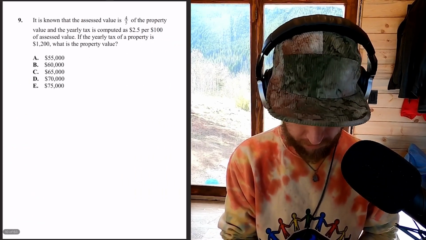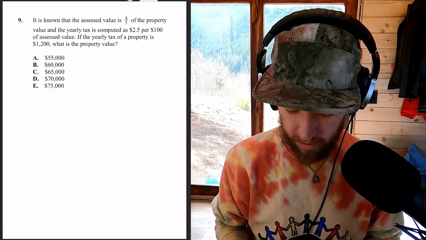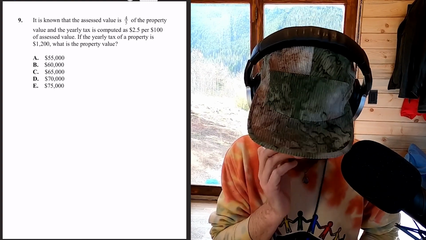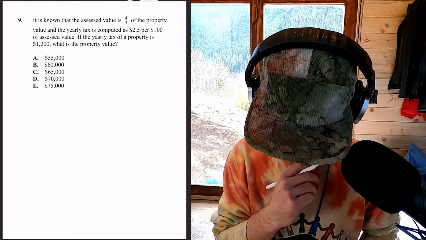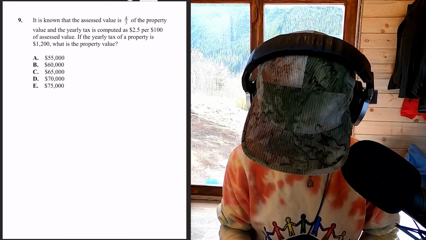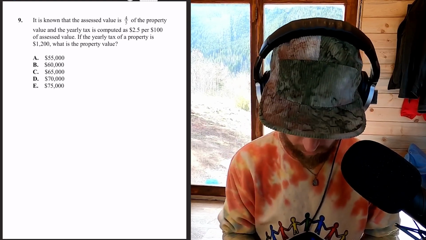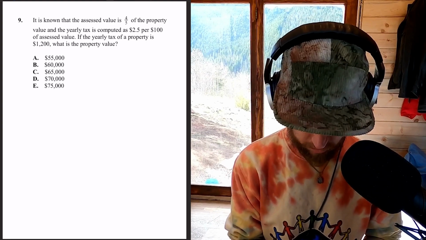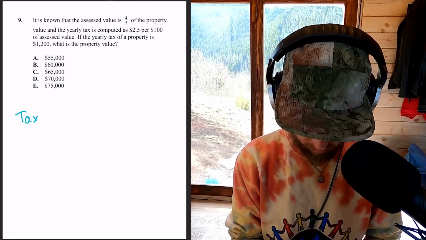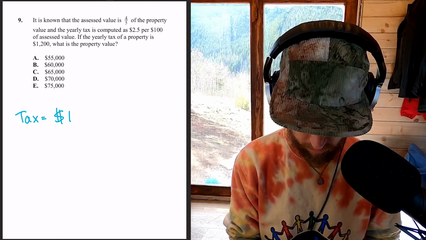Let's keep it rolling. It is known that the assessed value is 4/5 of the property value and the yearly tax is computed as $2.50 per $100 of assessed value. The yearly tax of a property is $1,200. What is the property value? Okay, so the tax equals $1,200.